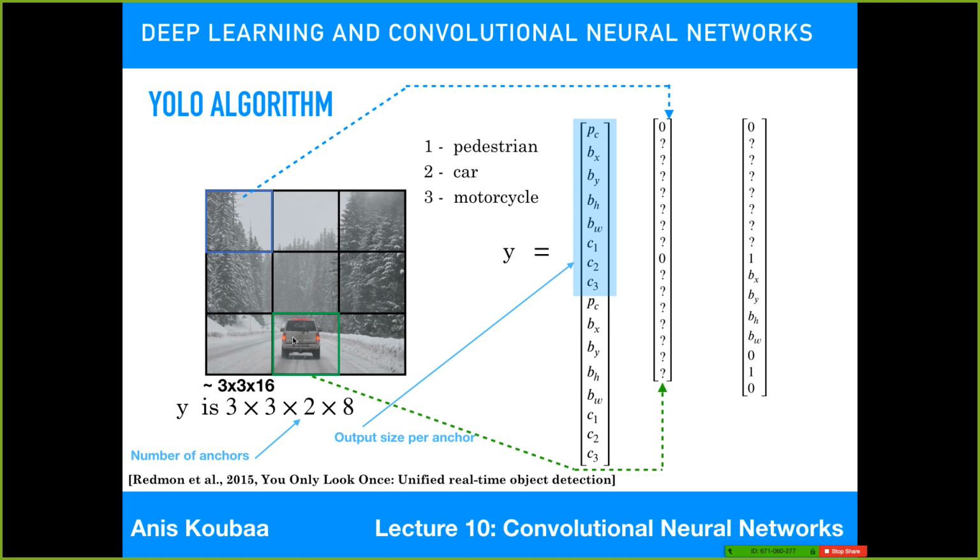And of course you can have different anchors, because the car you can have from the back side, from the front side, from the side level. So you can have several anchors even for the same object. And in this case, your output will be multiplied by the number of anchors that you will have.